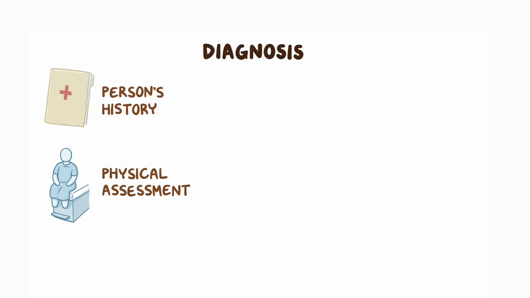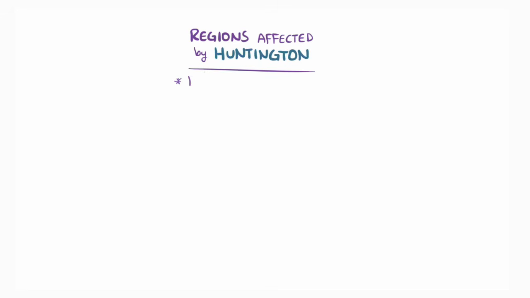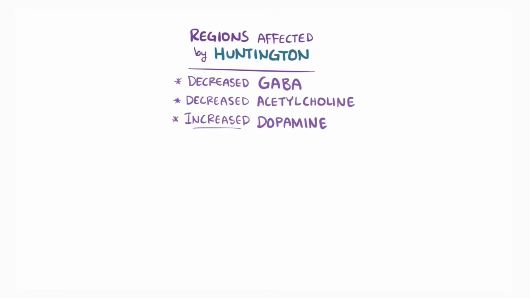The diagnosis of Huntington disease is based on the person's history and physical assessment, followed by genetic testing to confirm the diagnosis. Additionally, brain imaging tests, like a CT scan or MRI, can be used to assess the atrophy of the basal ganglia. Even though this might be oversimplifying things a bit, the brain regions affected by Huntington disease have decreased GABA and acetylcholine, and increased dopamine levels.